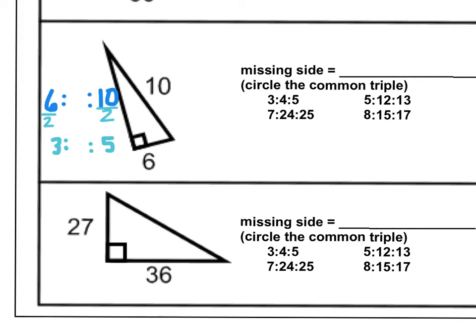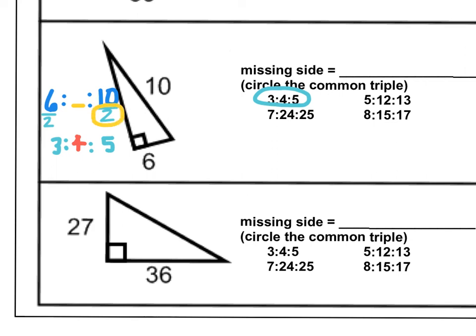Which common triple does it match? It matches the 3, 4, 5. So I know that this is a 4, but 4 is not my missing side. The 6, blank, 10 is a larger triangle. It's larger by a scale factor of 2.